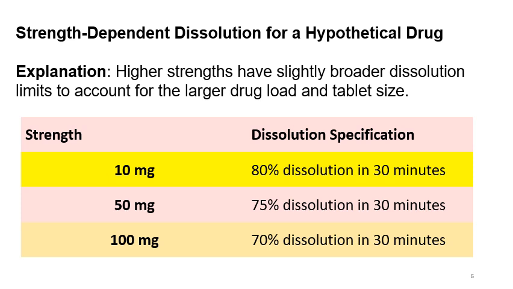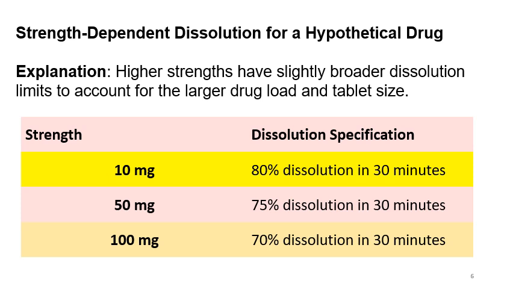Strength dependent dissolution for a hypothetical drug. Just an example I am giving you here. Higher strengths have slightly broader dissolution limits to account for larger drug load and tablet size. Three strengths are there: 10 mg, 50 mg and 100 mg. 10 mg provides a dissolution rate or release for which you can give 80% dissolution in 30 minutes. That is 80Q, 30 minutes. Consider it is an IR product, an immediate release formulation.